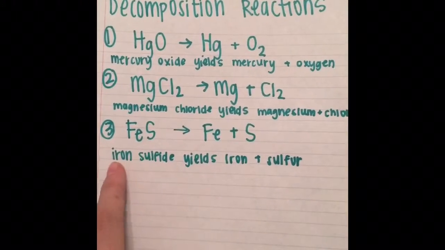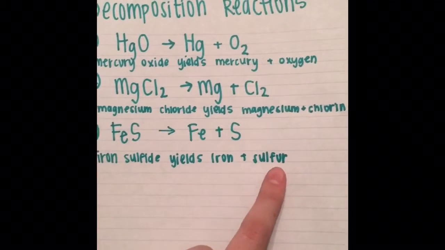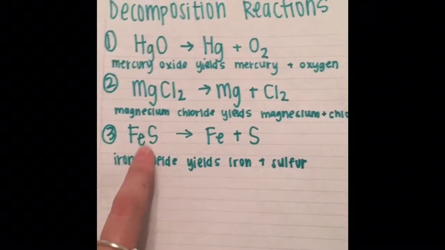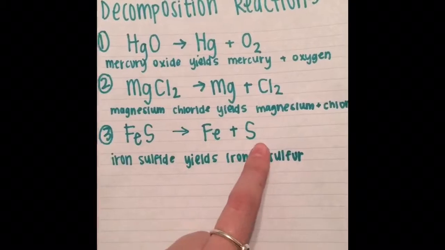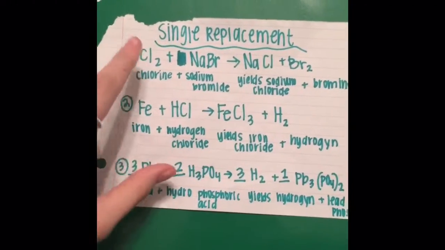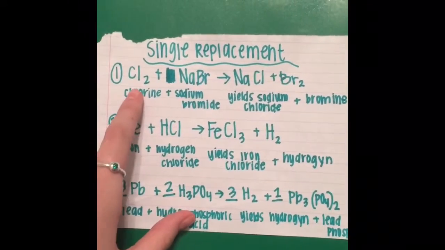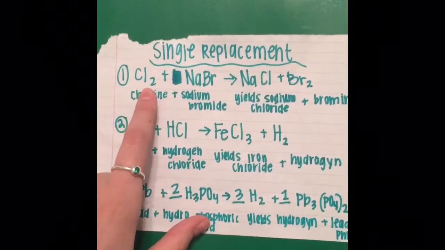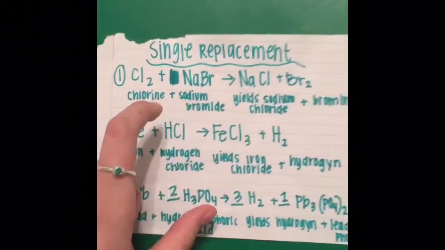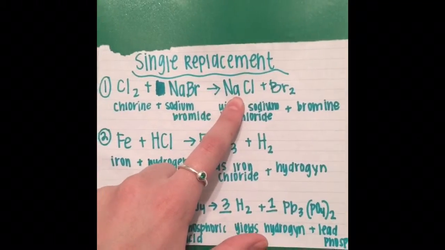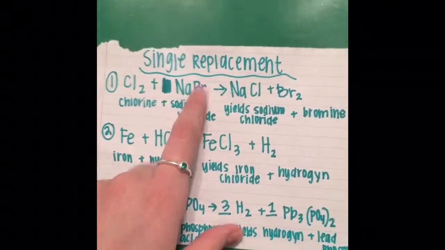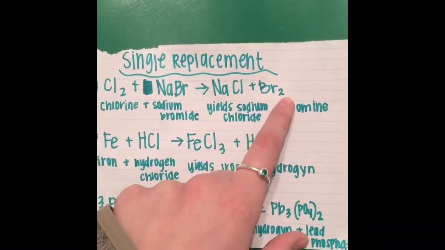Then for this one you start off with iron sulfide yields iron plus sulfur. So right here we also have 1 iron, 1 sulfide, and 1 sulfur. So those are all single replacements. We have chlorine plus sodium bromide yields sodium chloride plus bromine. So for this one we have the chlorine, it's technically 1 because it's a diatomic element. And we have 1 over there, so we're good with that. And then we have 1 sodium, 1 sodium. And then over here, we have 1 bromine and then 1 bromine over here because it's a diatomic element, so it has to have the 2 there.